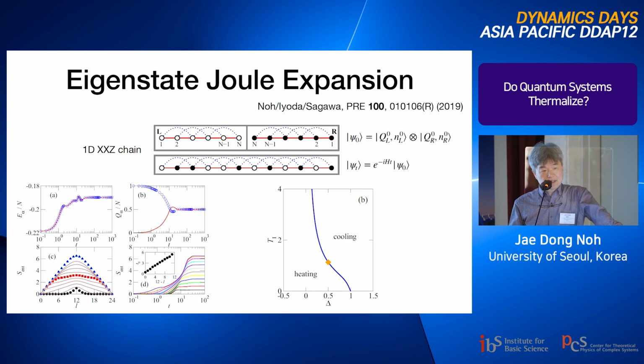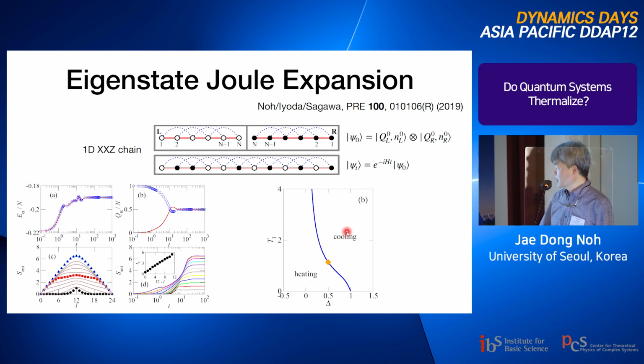when we have this kind of Joule expansion in a classical gas system, we have some Joule heating or Joule cooling depending on the nature of the particle interaction. Similarly, we observe this kind of Joule heating or Joule cooling depending on the interaction parameter of this XXZ chain. So this shows a diagram. This is the interaction parameter, and this line separates the cooling regime and the heating regime.